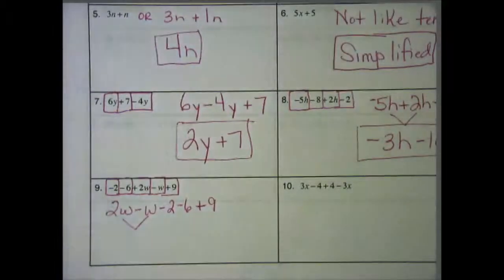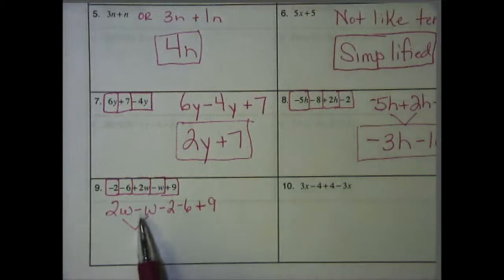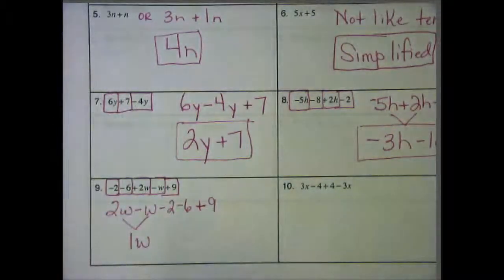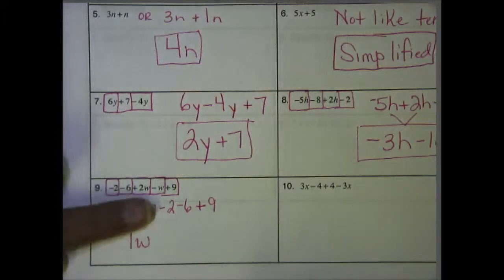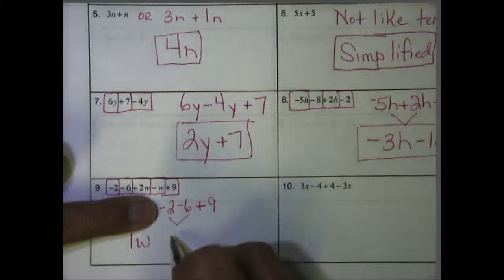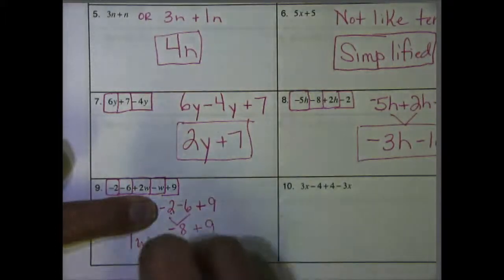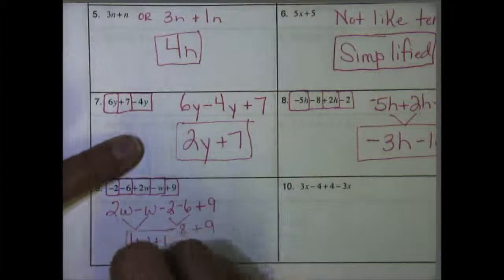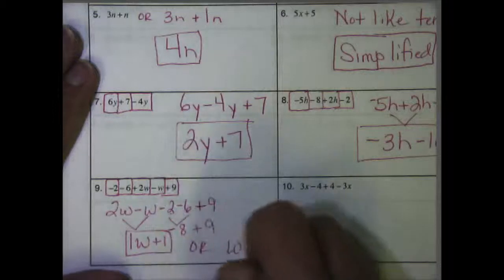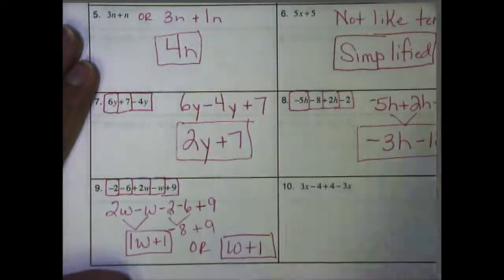So the first thing I'm going to do is take 2w minus w. Remember that this has a 1 in front of it even though we can't see it. So 2 minus 1 is 1, 1w, or I could write it just w. Then I'm going to cover these up, and I've got negative 2 minus 6. Negative 2 minus 6 is negative 8. Negative 8 plus 9 is positive 1, so I write it plus 1. 1w plus 1, or you could write it w plus 1, either way.